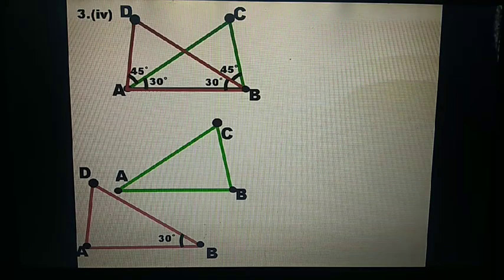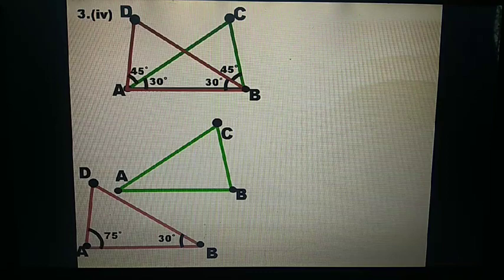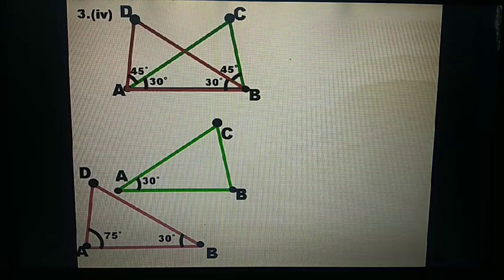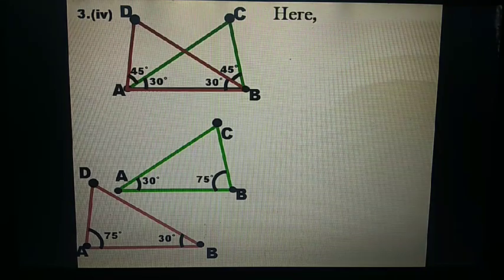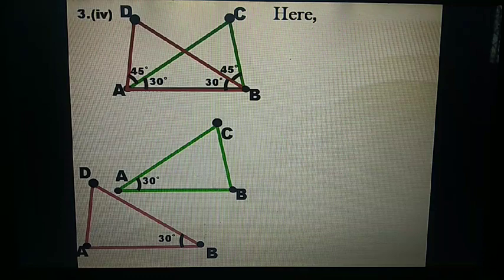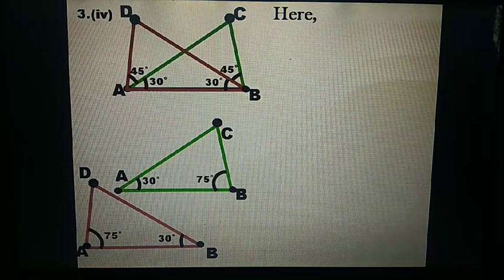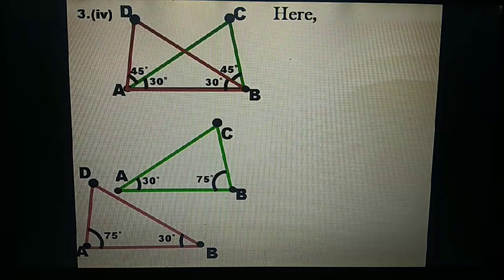When you combine them, finally you will get 75. Similarly, in the green triangle, 30 at angle A is clear to you, and at B you have to combine the two angles given to you to get the full value. Now you will use the ASA congruence rule. First you will make these two angles equal, as both A and B are common in both the triangles.